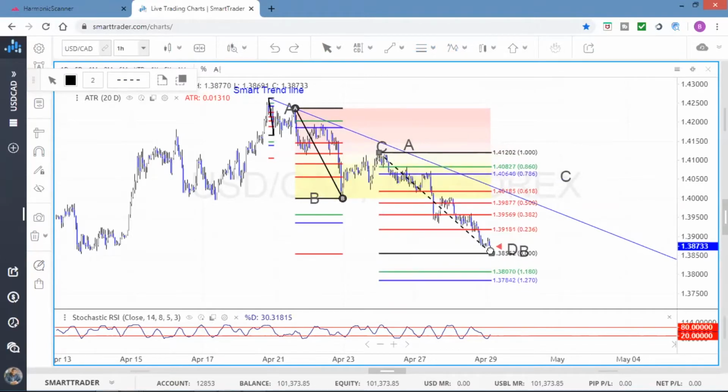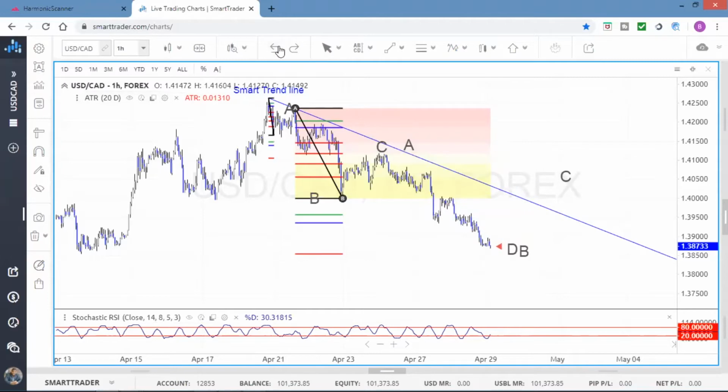So say it occurs there. And then what we're going to look to do is take that trade to the upside. That's what the harmonic scanner does an amazing job of using the algorithm. It does an amazing job finding those reversal setups for us. So just a little lesson there, but okay, back to the trade.